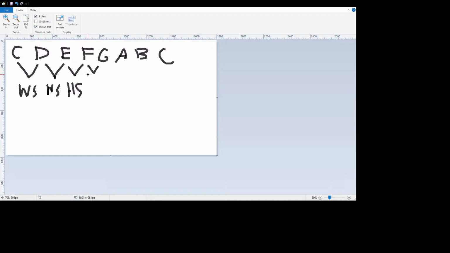F, G. Now, there's a black key between them. That would be a whole step. G to A would also be a whole step. And then A to B, that will also be a whole step. And then B to C would also be a half step. So that's the pattern. We have a whole step, half step, whole step, whole step, whole step, half step.